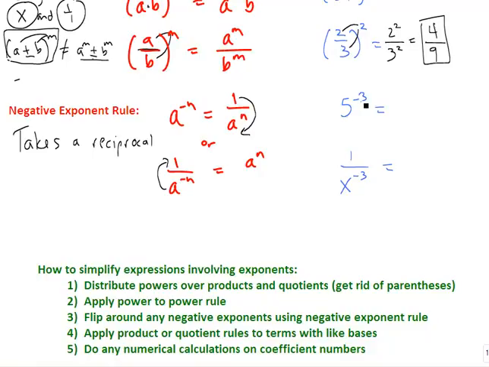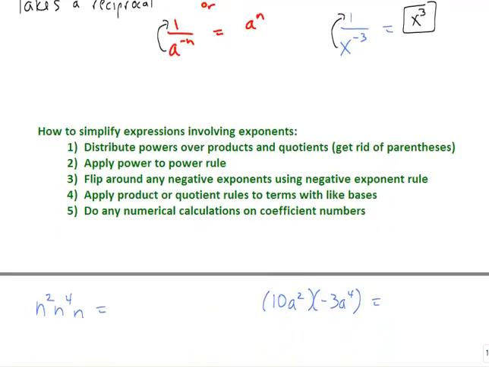So if I have 5 to the negative 3, right now that's in the numerator, because you could think of this as being over 1. So I'm going to flip it down to the denominator. Once you do that flip, the power becomes positive, and this just is going to have a factor of 1 on top. And 1 over 5 cubed becomes 1 over 125. If I have 1 over x to the negative 3, the negative exponent is starting in the denominator, so I can flip it up to the top, and when I do that flip, it turns positive. So this just turns into x cubed.